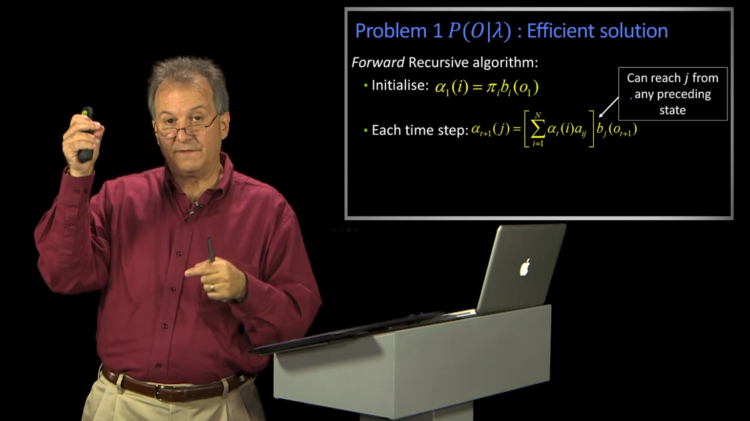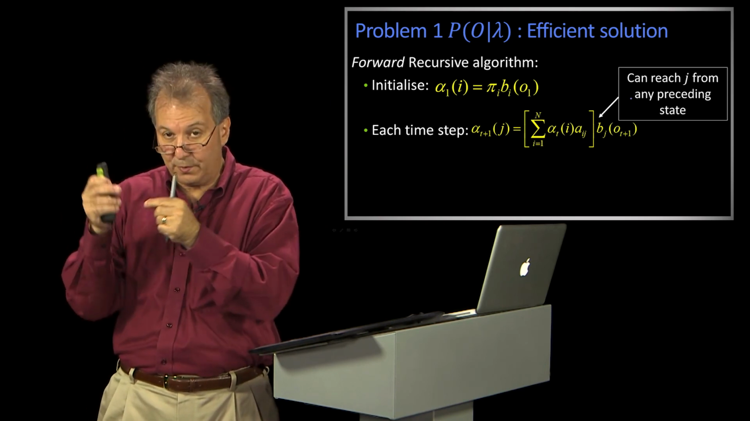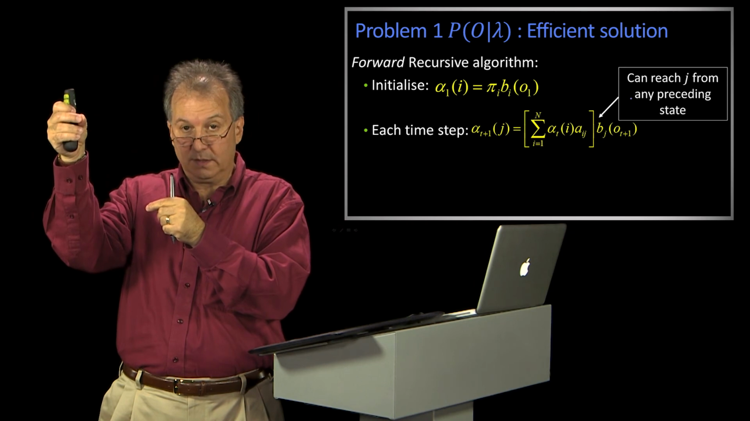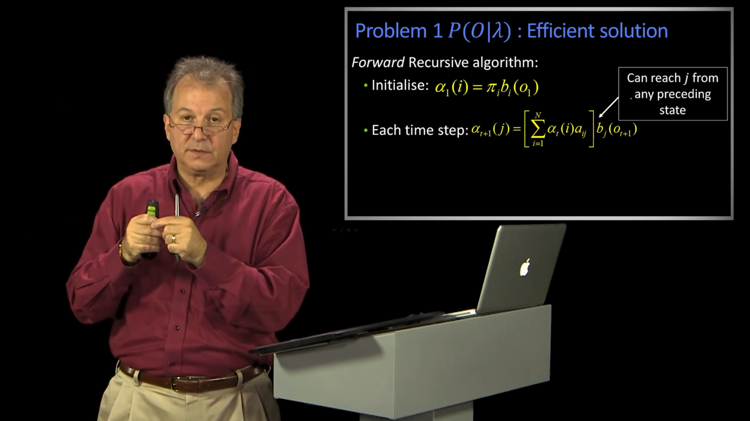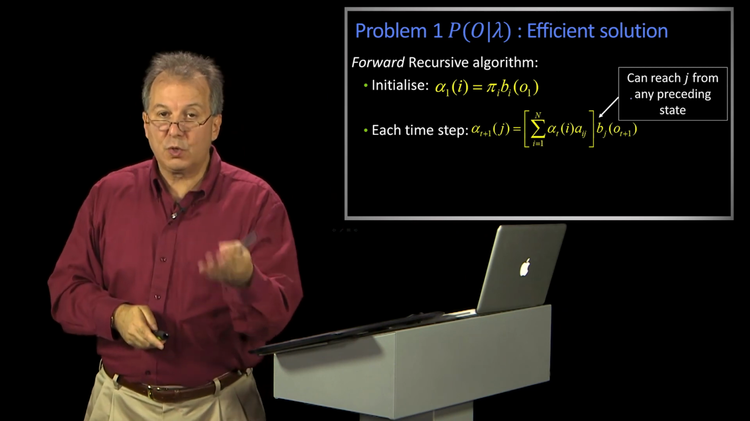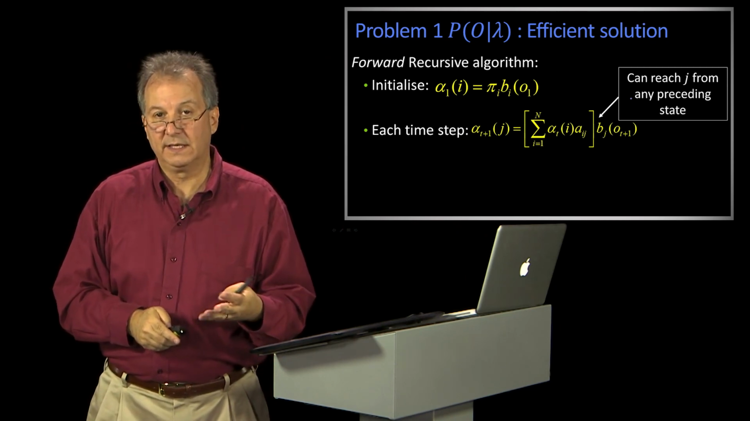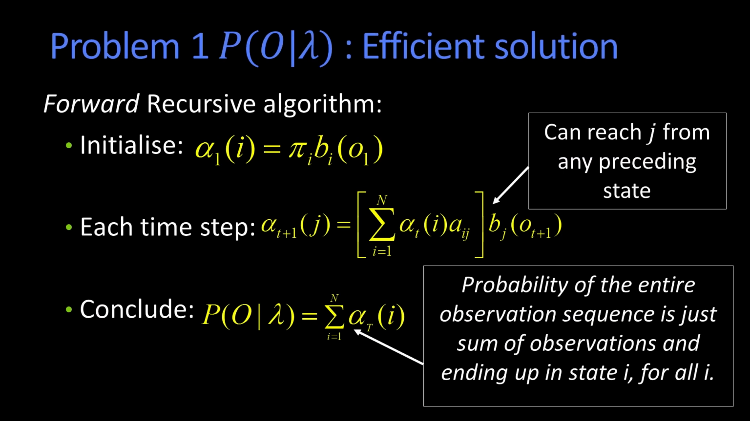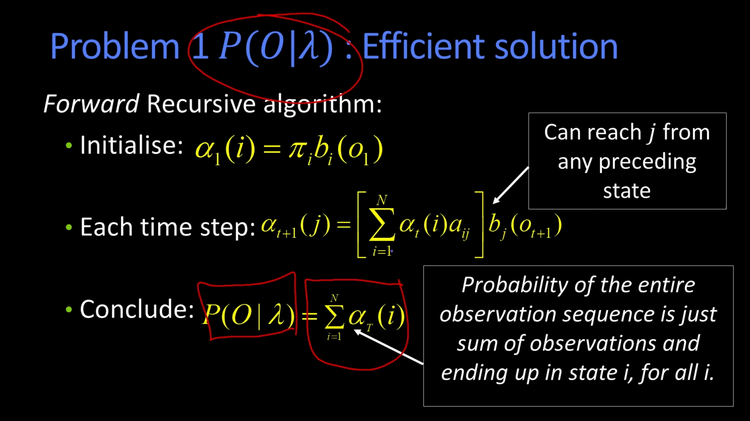So I could tell you the probability of seeing all of the observations, 1 through capital T, and landing in state 1, and all the observations and landing in state 2, and so on. Suppose all I want is the probability of the observations, right? I don't actually care what state I end up in. Well, that means that the probability of the observation given the machine, and that's what we're trying to compute, is just the sum of all the alpha capital T of i's, right? Alpha capital T of i is the probability of seeing the whole observation sequence and landing in state i. I sum that up over all the i's, and that's the probability of the entire observation sequence.